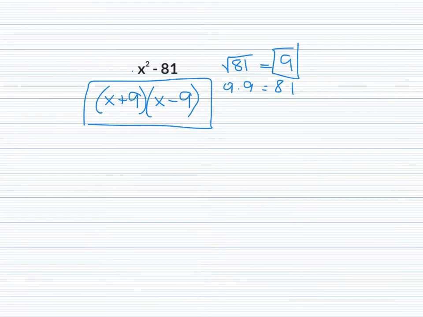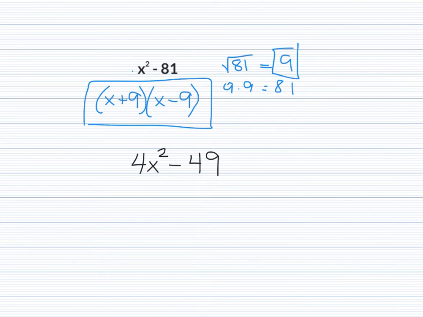Something maybe a little bit harder is if we had 4x squared minus 49. Whoa. Well, in this one, we have a square root here, and this is also a perfect square. Those are both perfect squares.